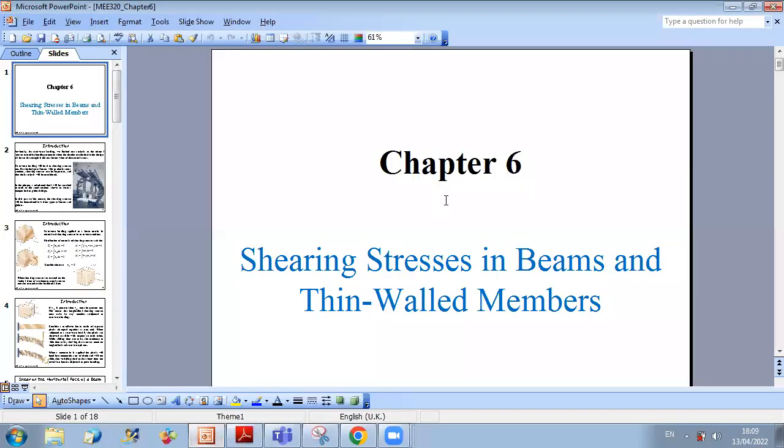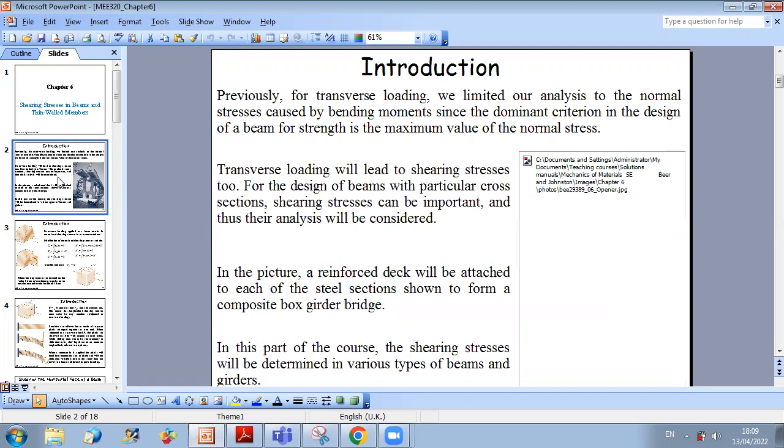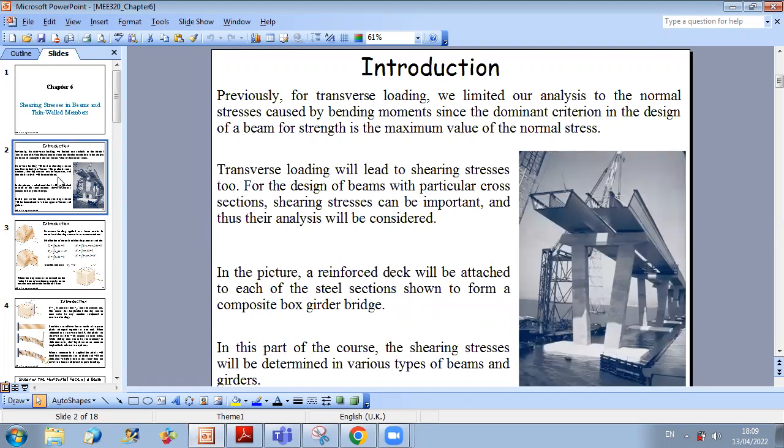In this chapter, we will deal with shearing stresses in beams and thin walled members. To start with, until now, for transverse loading, we limited our analysis to the normal stresses caused by bending moments, since they are the dominant criterion in the design process. But also, transverse load will create shearing stresses. This is why when we design beams with particular cross sections, shearing stresses can become important, and therefore their analysis should be considered in addition to the analysis of bending moments.